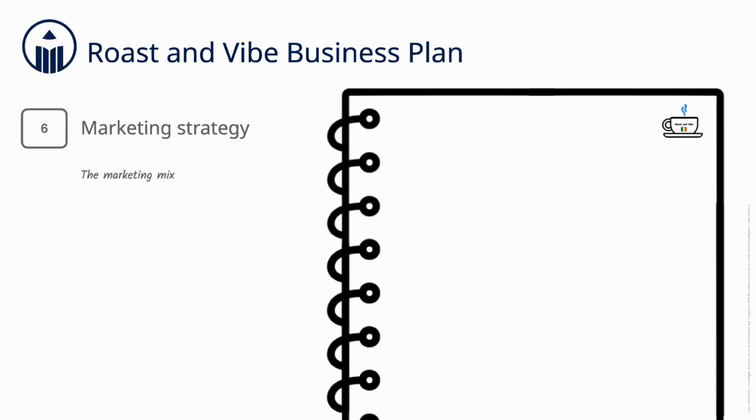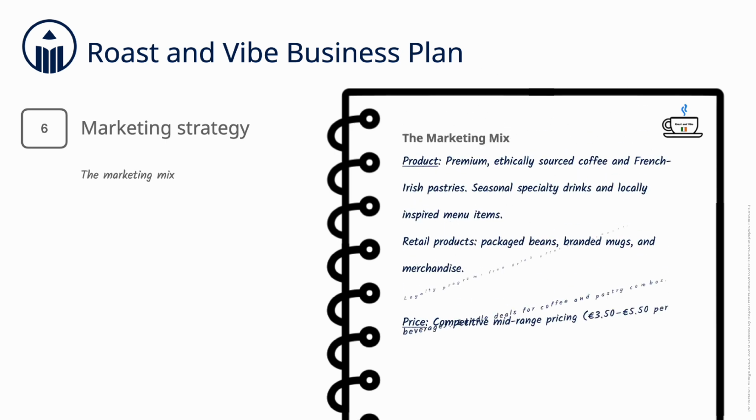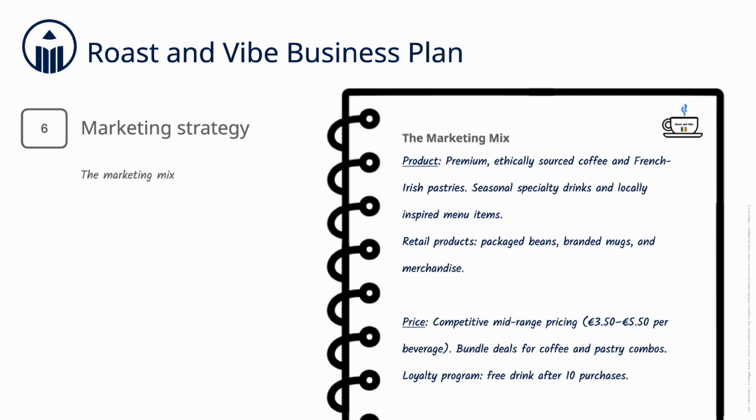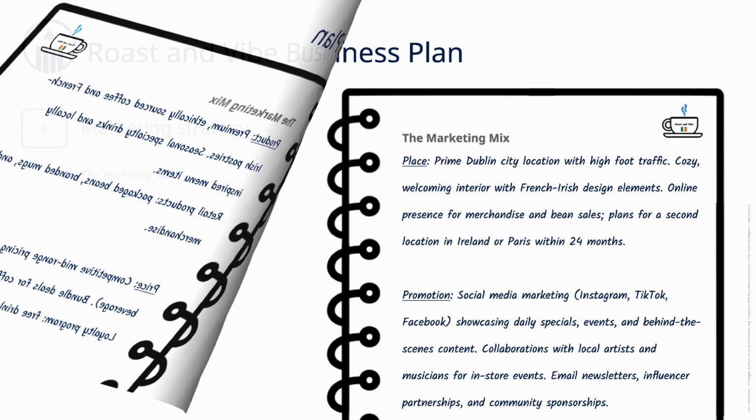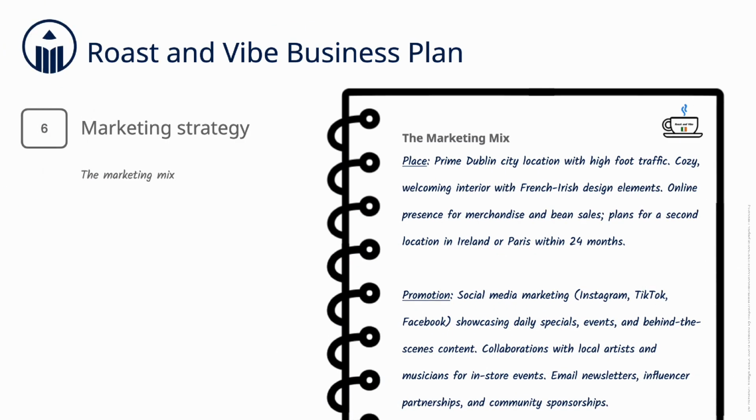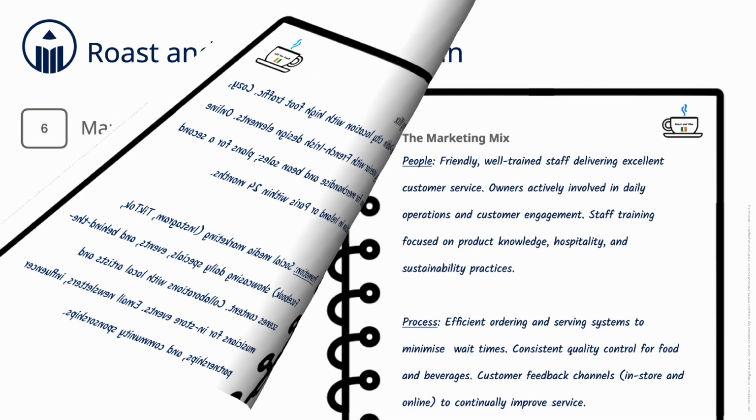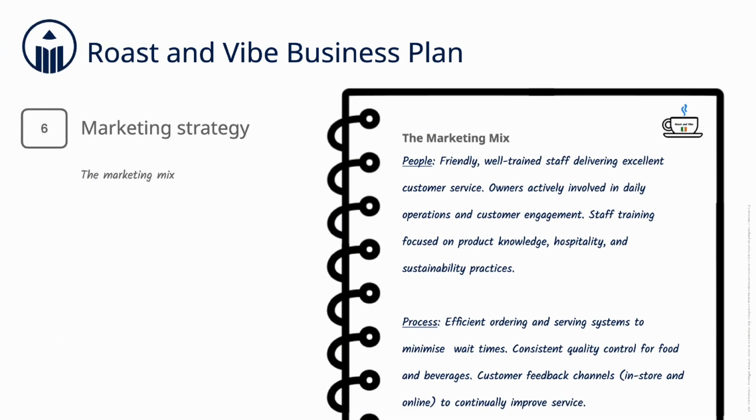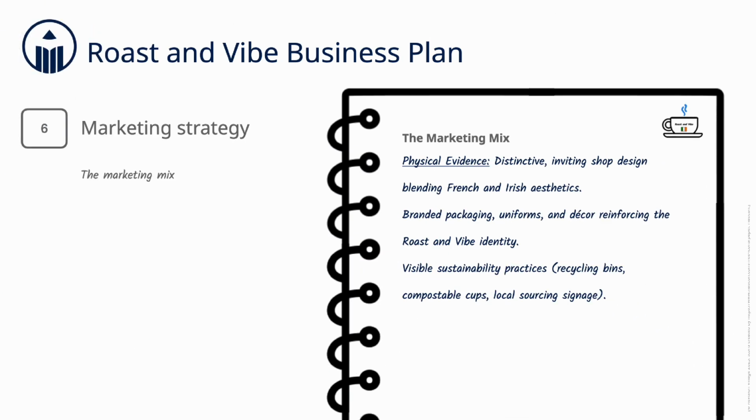The final section of the business plan will outline marketing strategy. This aims to convey how the business will attract and retain customers, build brand awareness, and achieve sales goals. In this section, Marie and Sean outline Roast & Vibe's marketing mix. This includes information on their pricing, their location, their promotion strategies, their staff, their processes, and the physical ambience which differentiates Roast & Vibe from other coffee shops.